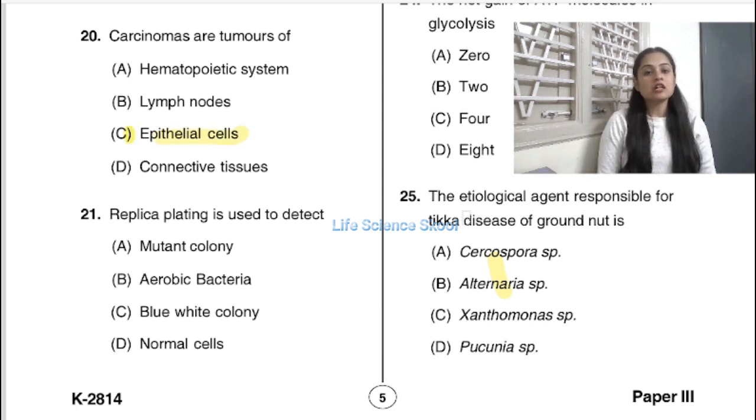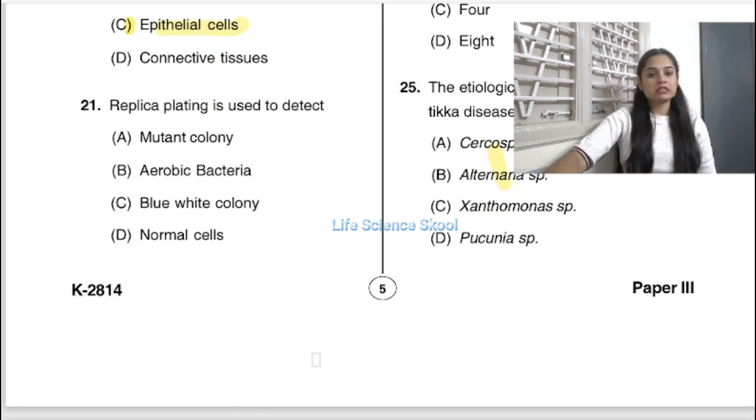And tumor formation in connective tissue is what we call sarcoma. So option D is not the correct answer. So option C is the correct answer.